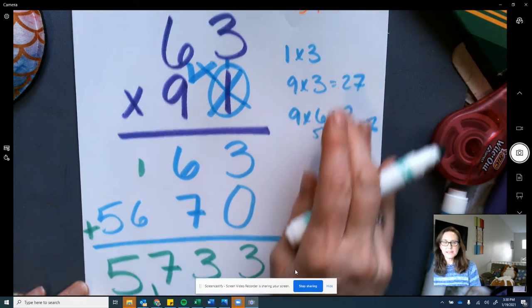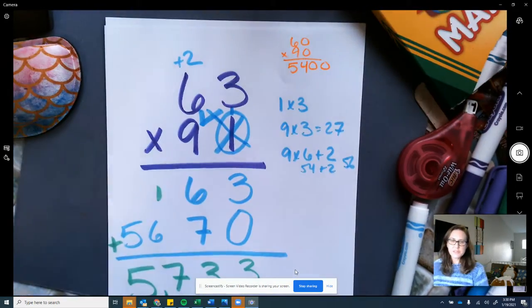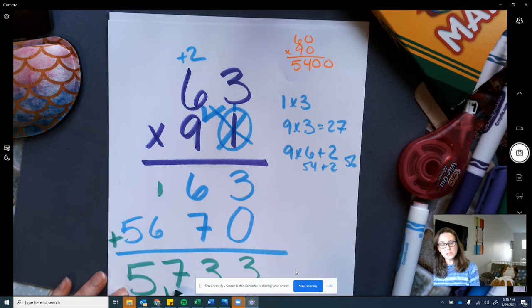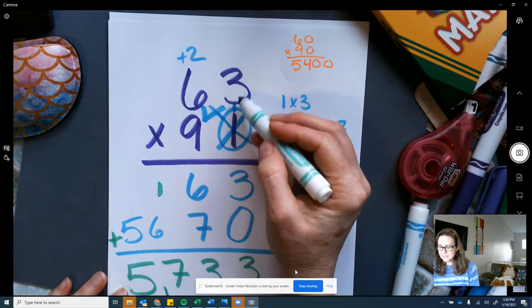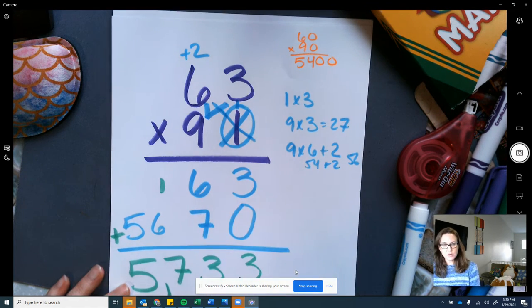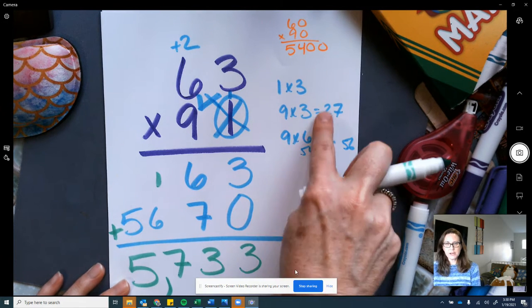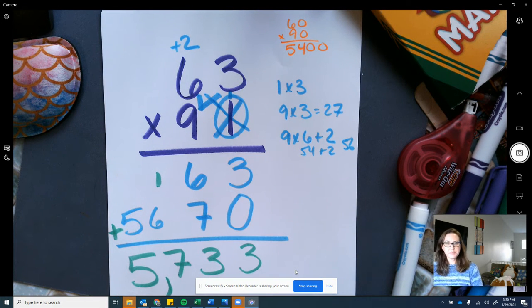5,733. We estimated 5,400, and it makes sense that we're a little bit higher than that because we ended up going down in numbers for both of these. So our answer should have been a little bit higher than our estimate, but that's still pretty good. Okay.